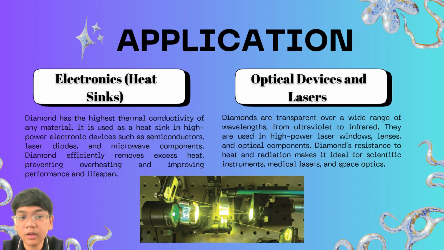On the right, diamonds are used in optical devices and lasers. Diamonds are transparent over a wide range of wavelengths, from ultraviolet to infrared. Because of their resistance to heat and radiation, diamonds are ideal for high-power laser windows, lenses, scientific instruments, medical lasers, and even space optics. In both electronics and optics, diamonds are used because they can handle extreme conditions, such as high heat, high energy, and radiation. Therefore, diamonds are not just gemstones, but also critical materials in modern technology and science.